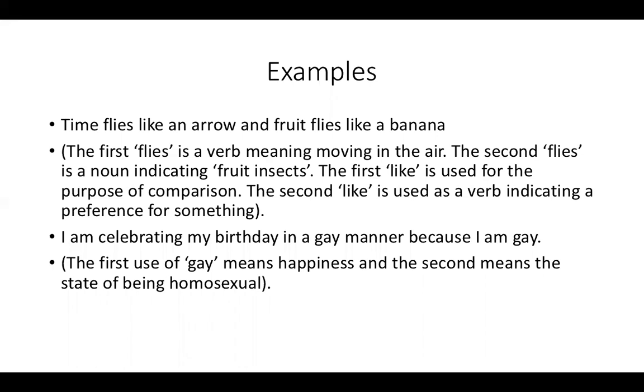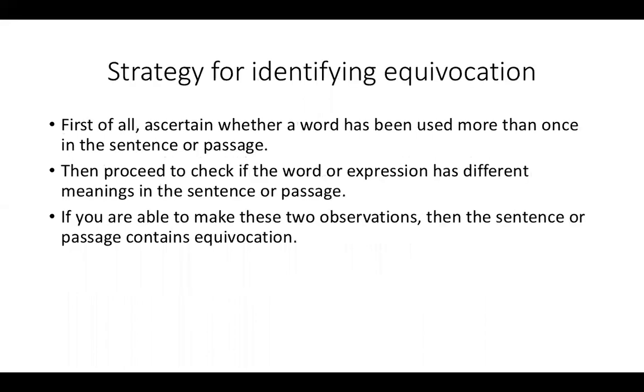Okay, another example. I'm celebrating my birthday in a gay manner because I'm gay. The first use of gay means happiness, and the second means the state of being homosexual. So these are equivocations. Strategy for identifying equivocation. First of all, ascertain whether a word has been used more than once.